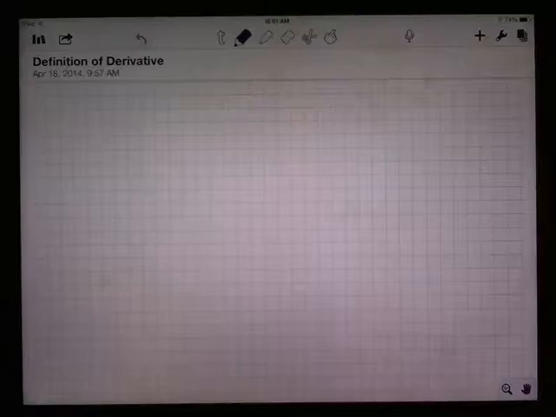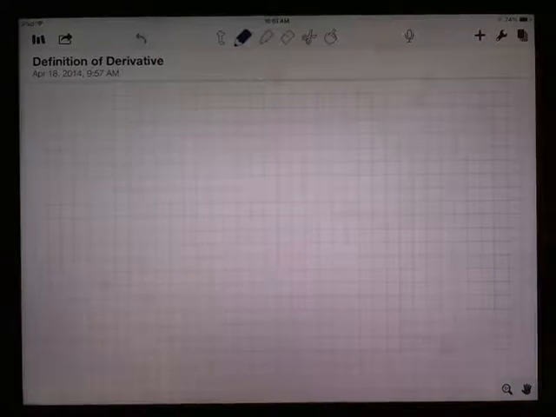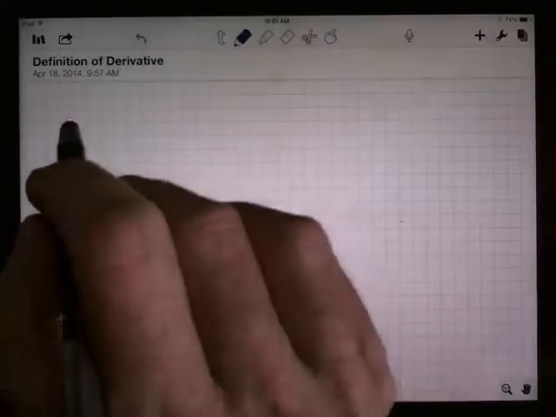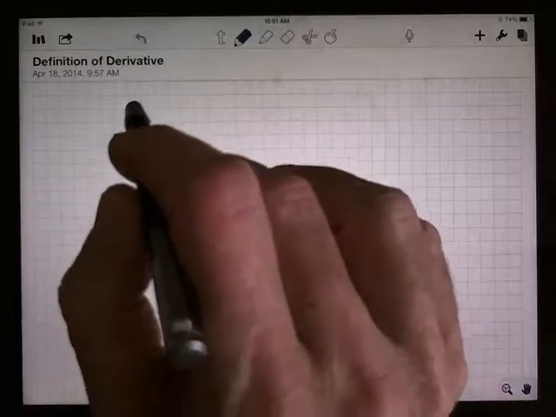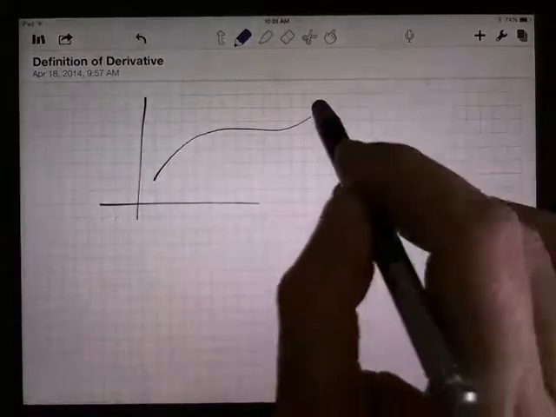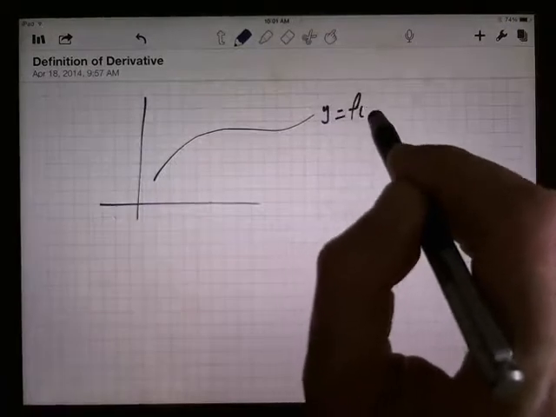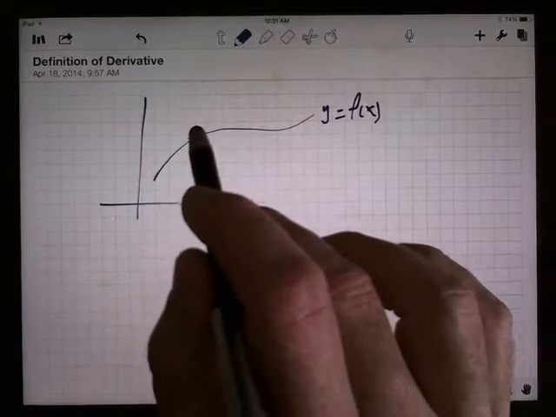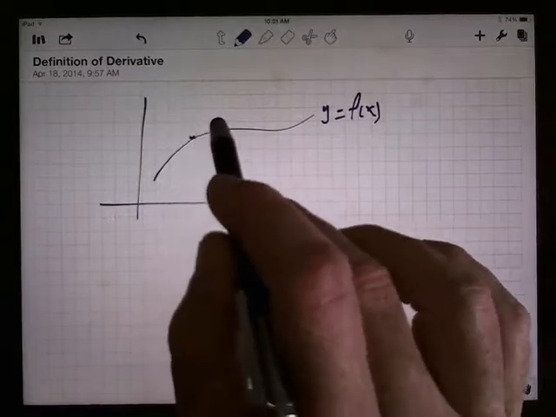Now that we've got the notion of limit, we can use that to talk about what Calc 1 is really all about, and that's the notion of the derivative. Here's the idea. We want to be able to look at a function, y equals f of x, and to be able to say at any point here, what's the slope of a tangent line?